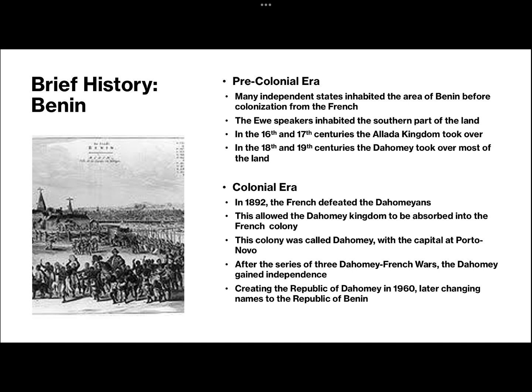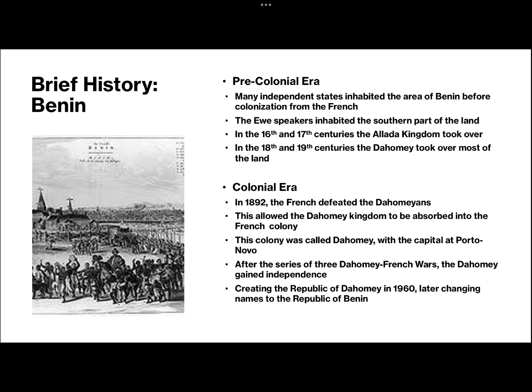In the 16th and 17th centuries, the Alada kingdom took over. In the 18th and 19th centuries, the Dahomey took over most of the land and ruled there until the French colonized it. The colonial era starts in 1892, when the French defeated the Dahomeans. This allowed the Dahomey kingdom to be absorbed into the French colony. This colony was still called Dahomey, though, with the capital of Porto Novo.